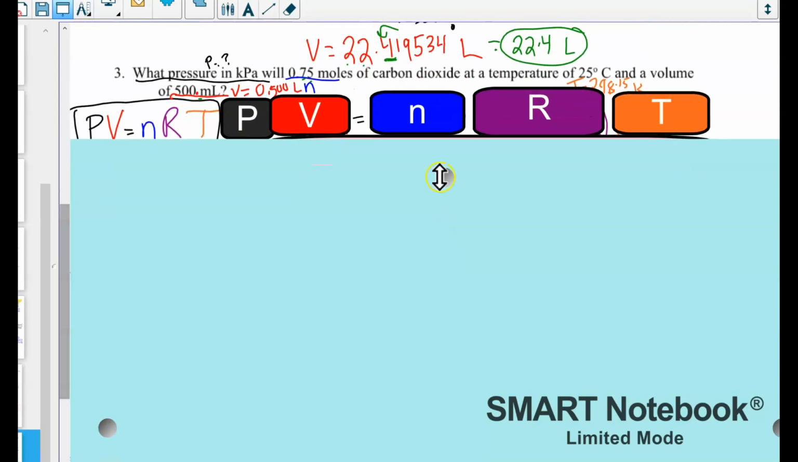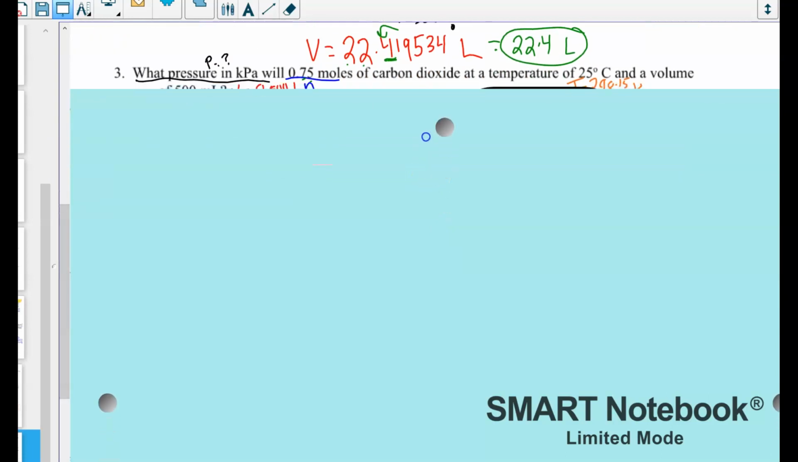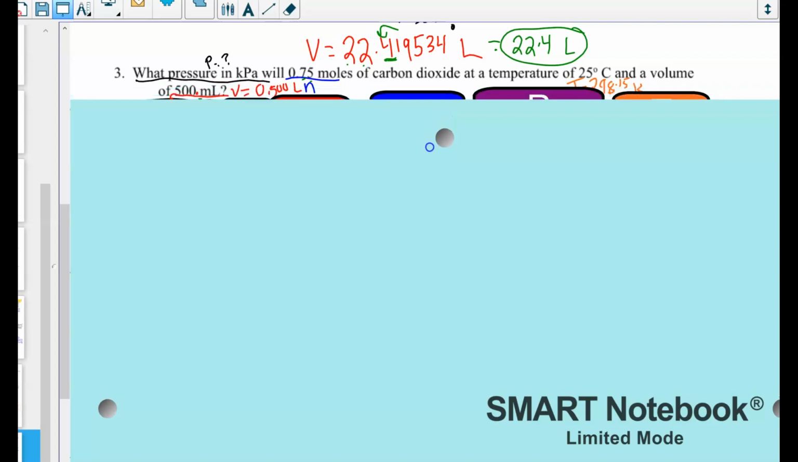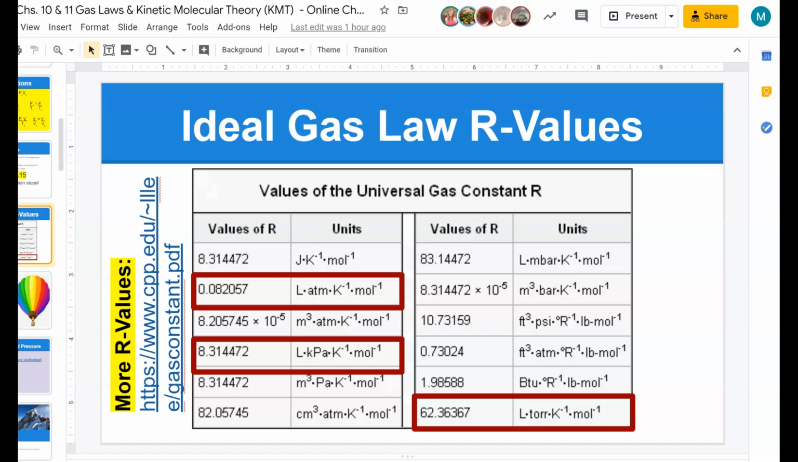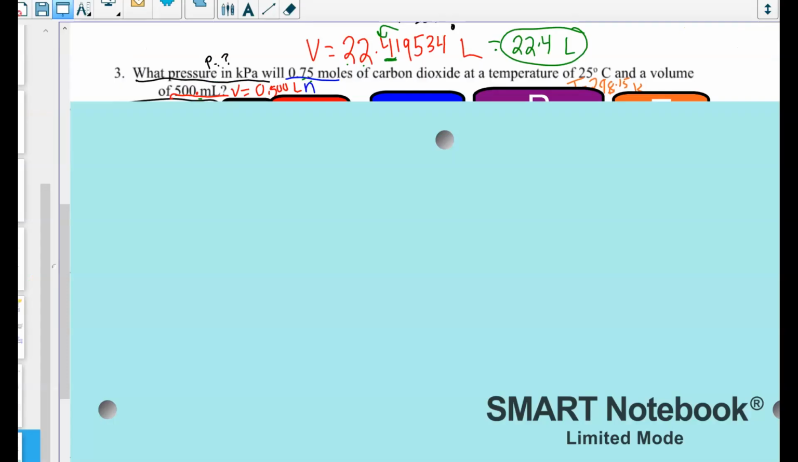Question number 3. What pressure in kPa, so pressure is question mark, will 0.75 moles of carbon dioxide have at a temperature of 25 degrees Celsius and a volume of 500 milliliters? Okay, if we look back to our R values real quick, we have liters, liters, liters, liters. Do you see any milliliters? No. You see meters cubed. You see centimeters cubed. To keep it simple, so we don't have to do any other unit conversions, let's just convert our milliliters right into liters.